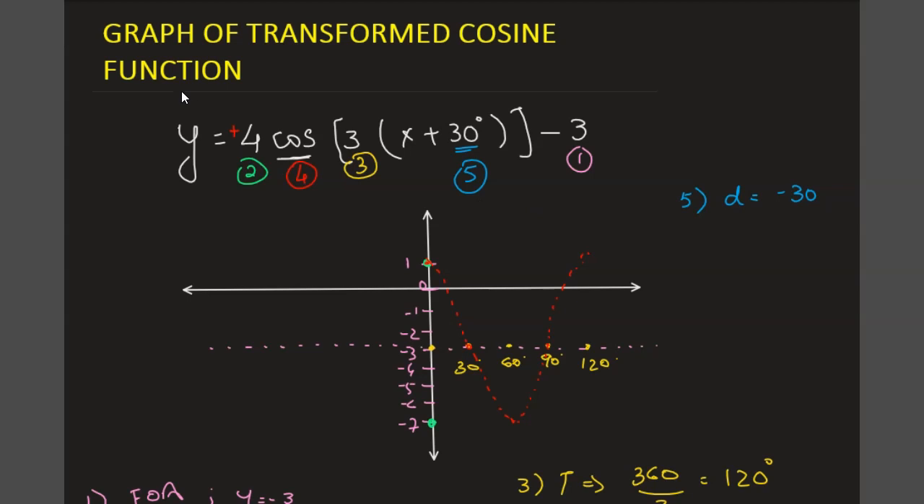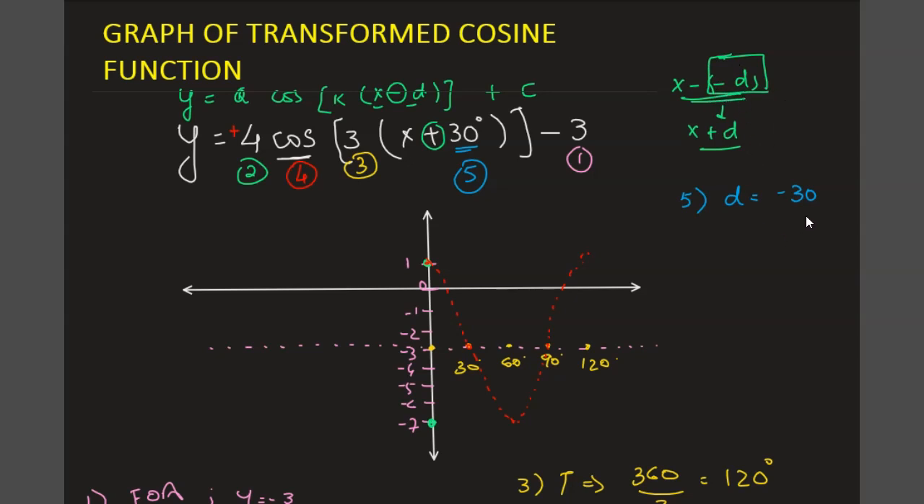Why is this negative? Because if this is your general transformed function, your d and x should have a negative sign in between. If we have a positive sign, that means it should be x minus -d. This is what gives you x positive d. So that means d is not positive, d is negative. This is how we figured out that d is -30.